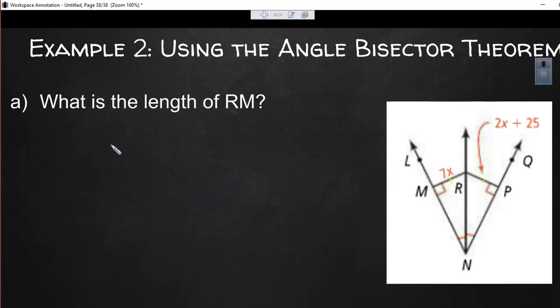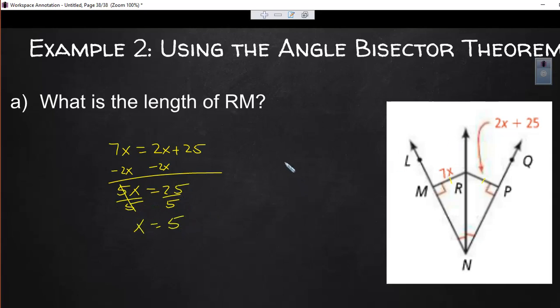So we would say that 7x is equal to 2x plus 25. And now we just solve for x. So we subtract 2x. 5x is equal to 25. Divide by 5. And x is equal to 5.